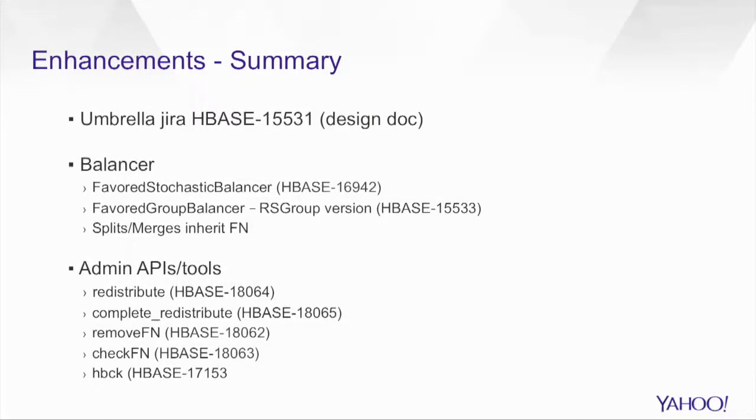The list of enhancements that we have done is predominantly in open source, in Jira 15531. It also has a design document that documents everything, including all the tools we are going to talk about here. At a broad level, we have introduced two balancers. One of them is already checked in and was part of the HBase 2.0 alpha release. The other set of tools are predominantly admin and operational tools. We'll walk through all of them. We have a couple of diagrams.